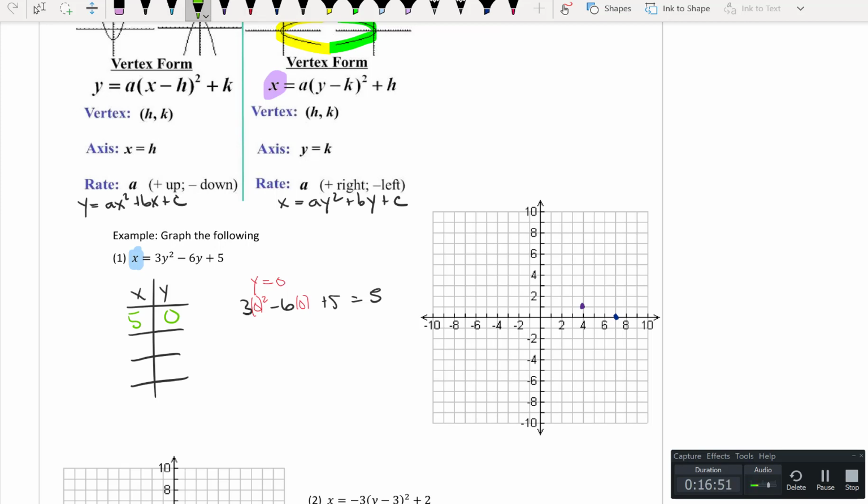So now let's try a different value. So maybe instead of 0, we are going to try a 1 in there instead.